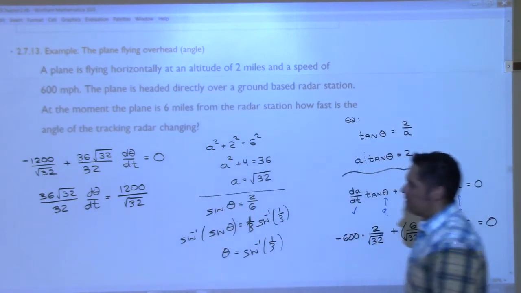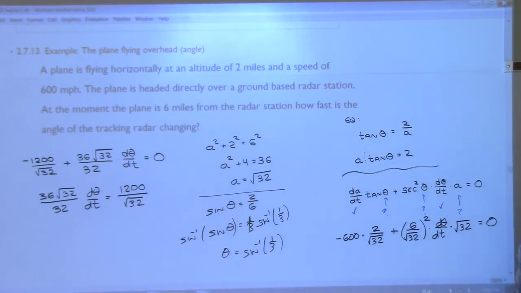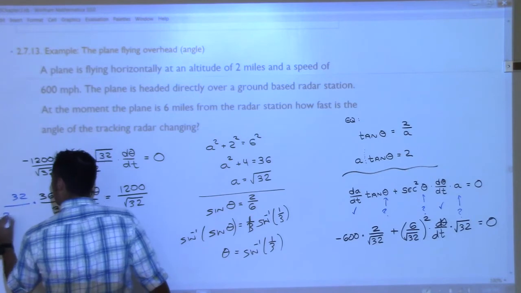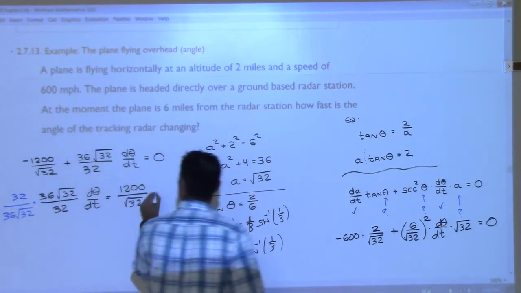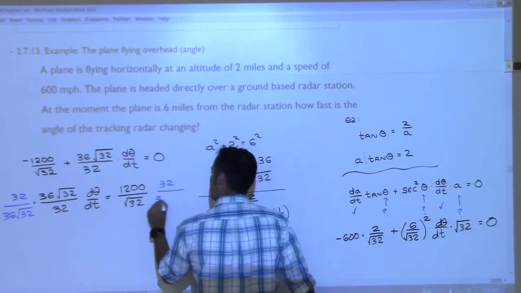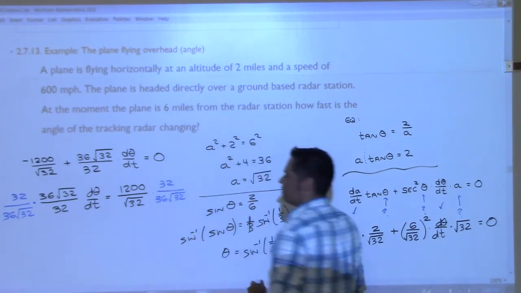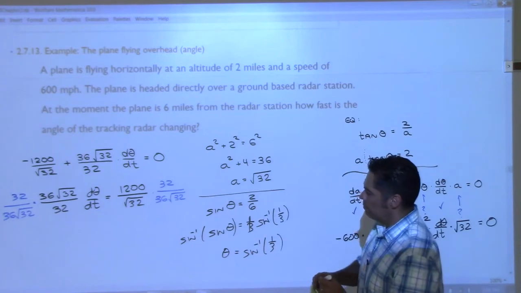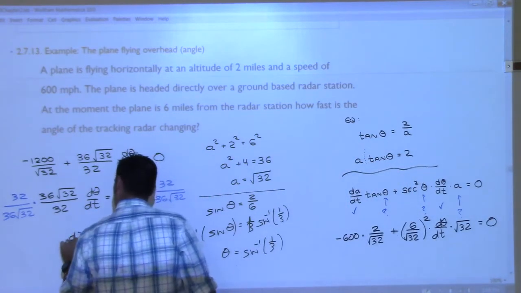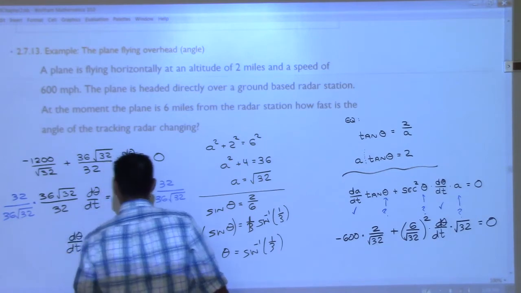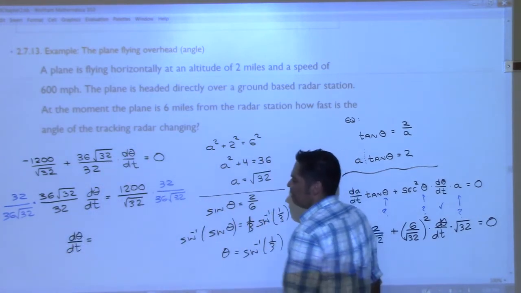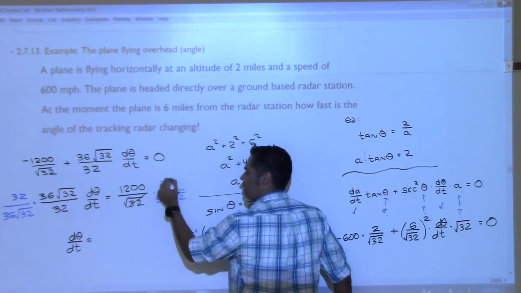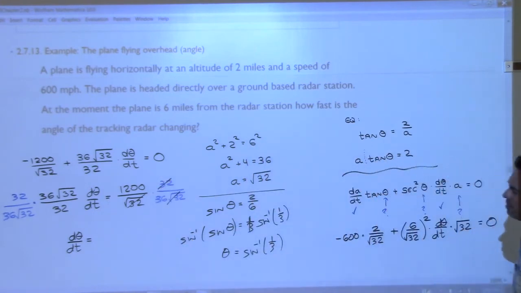So if I want to get d theta/dt by itself, I'll multiply both sides by the reciprocal on the left side. So I'm going to multiply this side by 32 over 36 root 32, and then multiply this side by 32 over 36 root 32. Do y'all see that? Yep. On the left side, what do I get? Just d theta/dt equals, now over here, I think I get some good things to happen. When you put these two root 32s together, you get 32. And then it cancels with that 32. And then you get 1,200 over 36.